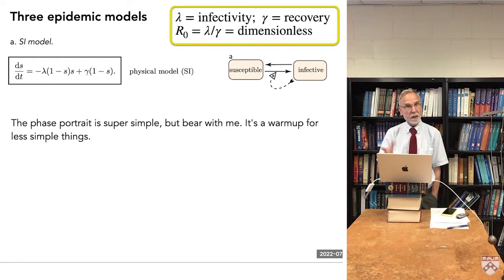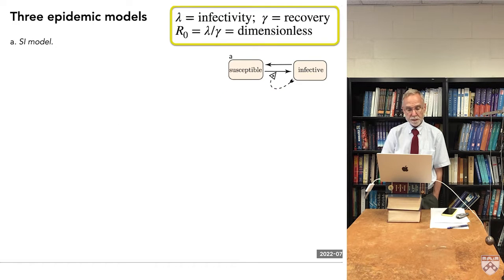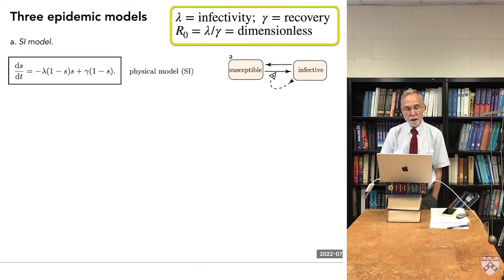So I can write a phase portrait describing this system. It's kind of simple because it's only one variable instead of two variables. But I can do better than that.